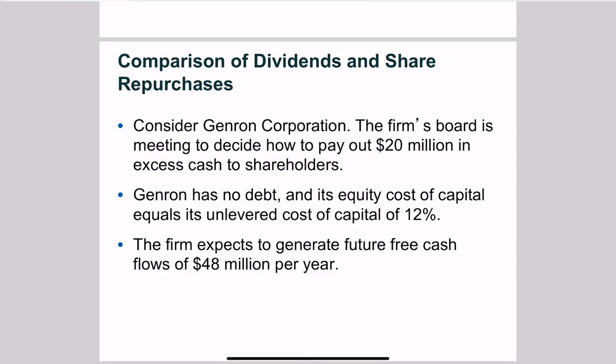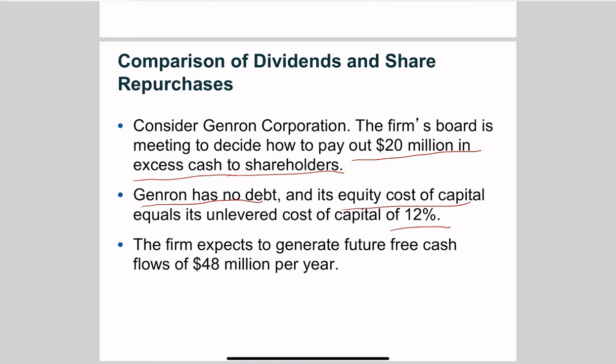Okay, let's continue our discussion on the comparison of dividends and share repurchases. So recall that we had a firm called Jinrong Corporation. This firm is trying to pay out $20 million in excess cash to the shareholders. And we assume the firm is an all equity firm, and its equity cost of capital is 12%.